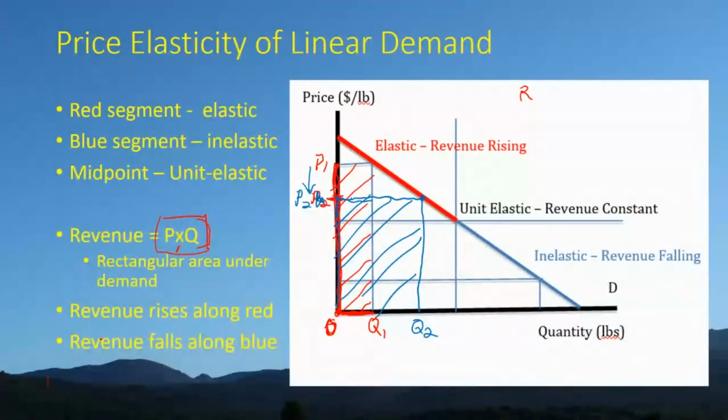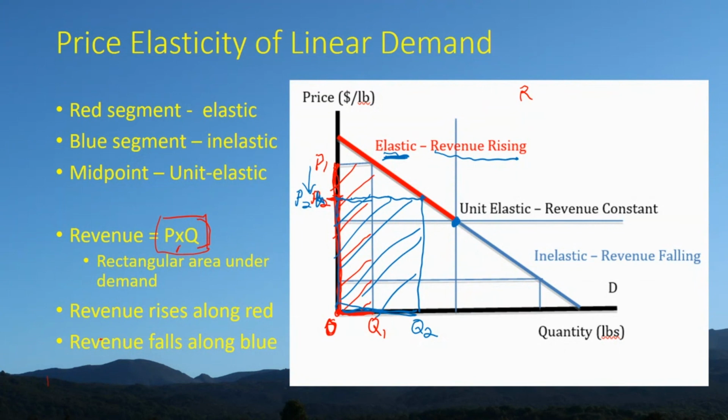It's going to be this price, P2, times this quantity, Q2, and we're going to get the area of that rectangle instead. Now, you may not be able to tell exactly, nor can I, but it is true that this second blue rectangle, the area of that, is bigger than the smaller red rectangle. And that means that revenue is rising as we move to the right, downward along the demand curve in the elastic section of the demand curve. Okay? So revenue rises along this segment.